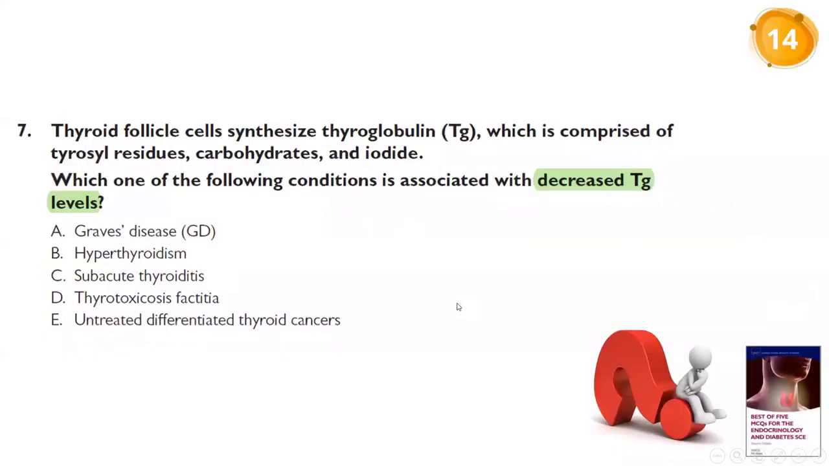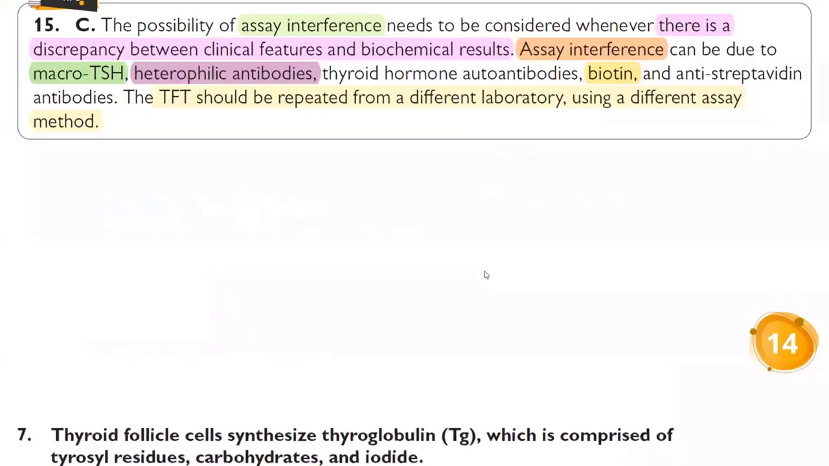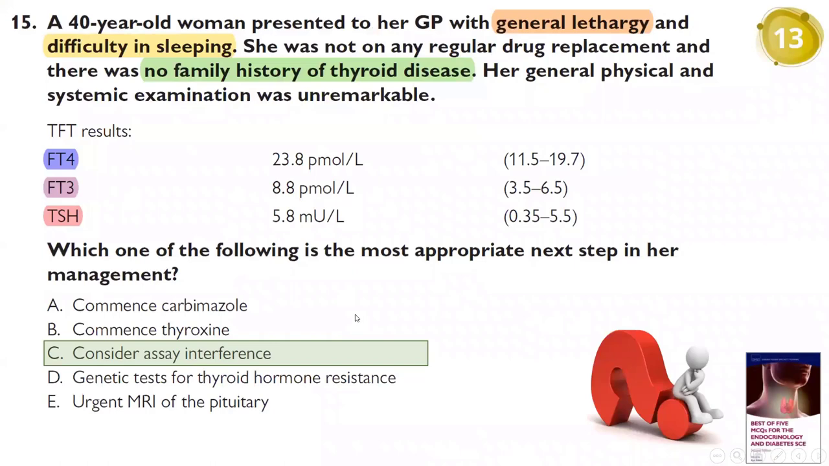Another case. In the previous case, if assay interference was ruled out, what would the answer be? If assay interference is ruled out, the differential diagnosis would be thyroid hormone resistance, as there is no family history mentioned. But even with no family history, we cannot exclude thyroid hormone resistance by family history. We need to exclude thyroid hormone resistance by doing genetic testing.